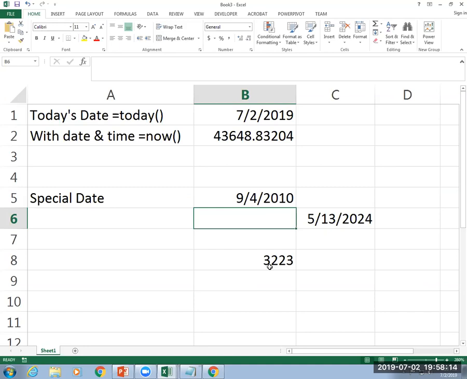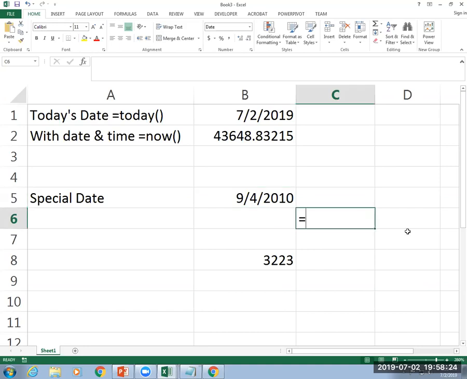So let's say we have to find out from that day to 6,000 days. Then you would add 6,000 to it. So I would say equals this plus 6,000. Would be. Mm-hmm. So now.